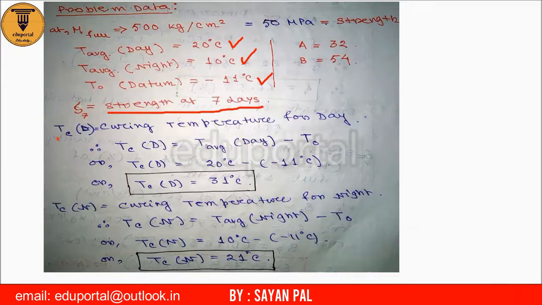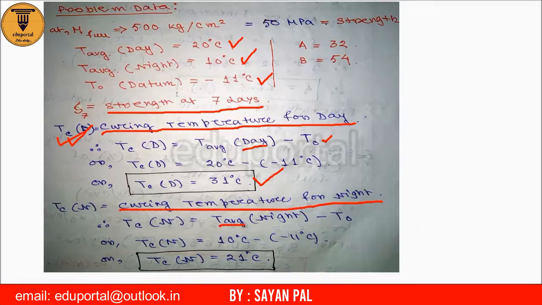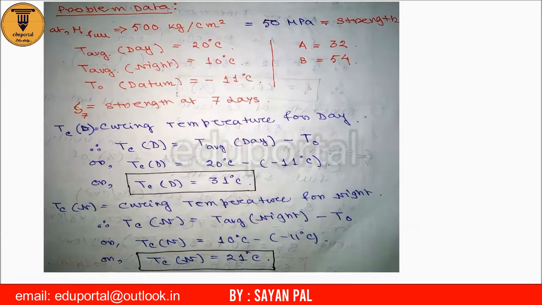So TCD, that means curing temperature for day, is the average day temperature minus the datum temperature, so 20 degrees Celsius minus of minus 11 degrees Celsius. So the curing temperature for day is 31 degrees Celsius. Similarly, curing temperature for night: the average temperature of night minus the datum temperature, that is 10 degrees Celsius minus of minus 11 degrees Celsius. So 21 degrees Celsius is the curing temperature for night. We get the curing temperature for day and night, and these are different values.